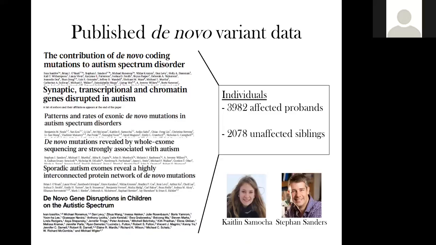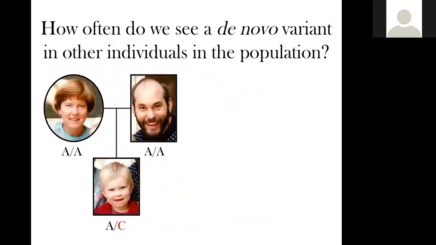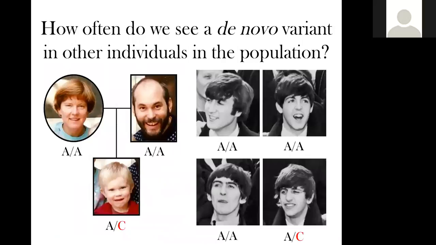But we know that mutation is not uniform across the genome. There are certain portions that have a higher mutation rate than others. And so I set about questioning these assumptions. We started off with this very simple question: how often do we see one of these de novo variants in one of our children with autism that's present in other individuals in the population?